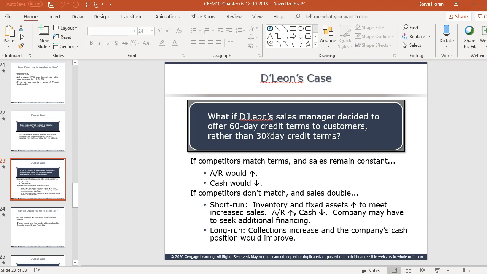So now that we know their situation, we can do what we call the what if game. What if we decided to do something different? So the sales manager, the person in charge of selling product to customers, and in this case the customers would be grocery stores and gas stations. What if we decided to offer 60-day credit terms instead of 30 as a way to generate more sales? Because if our competition doesn't do that, but we do, our customers may be more apt to buy more from us and less from our competition.